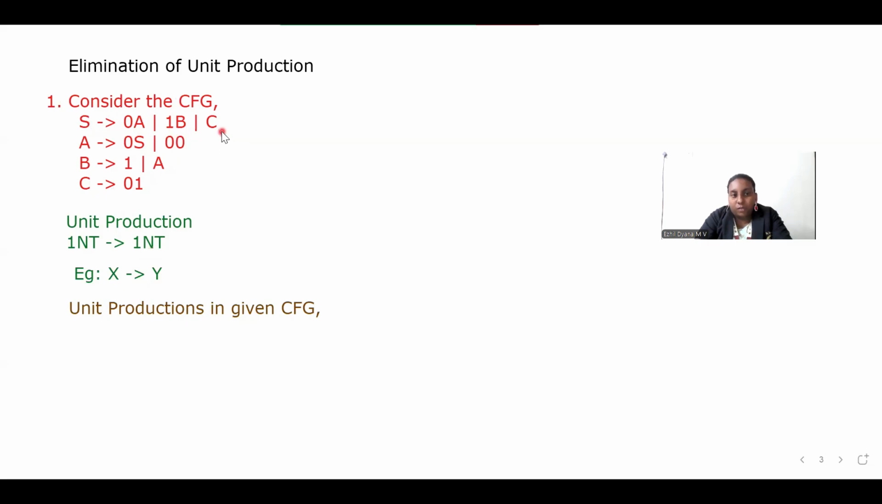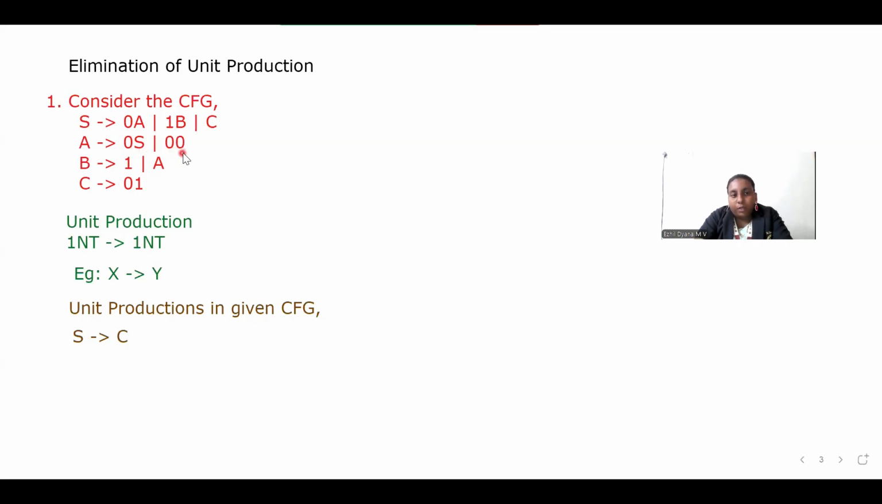Next one is S tends to C. Yes, one non-terminal tends to one non-terminal. So this is a unit production. So make a note of it. S tends to C. It is a unit production. Next, A tends to 0S, one terminal and one non-terminal. So this is not a unit production.